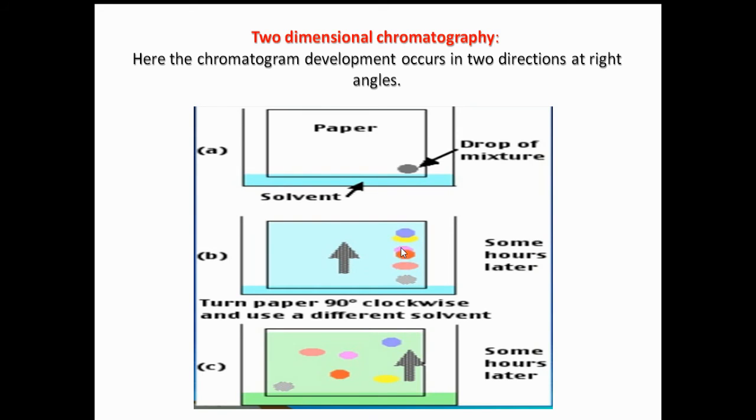If we want the spots or the components to scatter on the filter paper, then the best method is two-dimensional. First, as with the ascending type, we develop the chromatogram, and then just turn the paper 90 degrees and place it in the same solvent. After some time, you can see the scattering of the spots in this way. So this is two-dimensional chromatography.